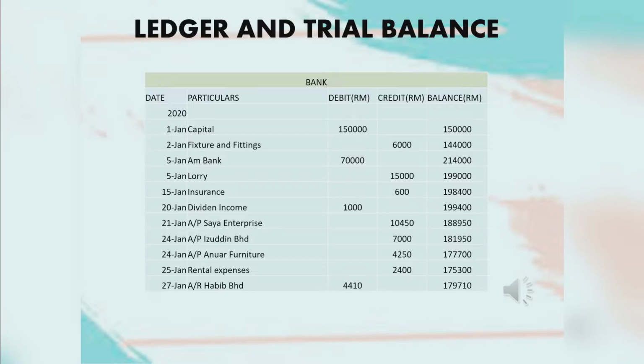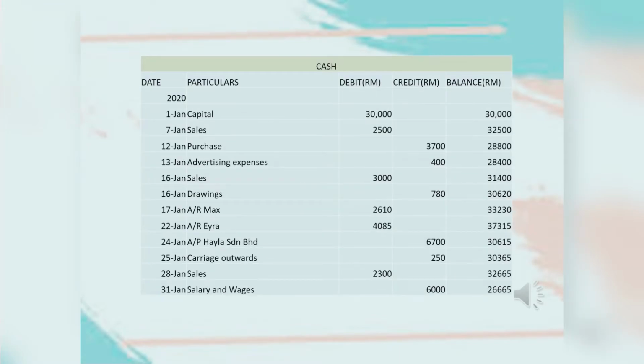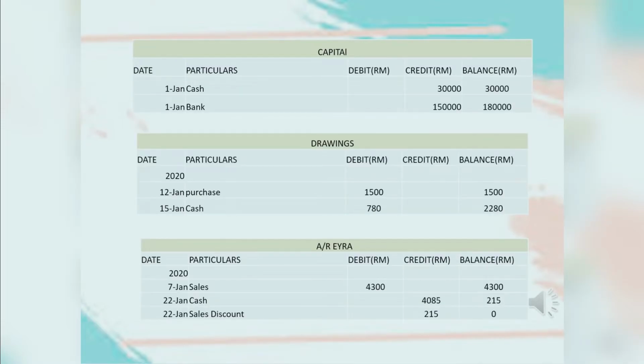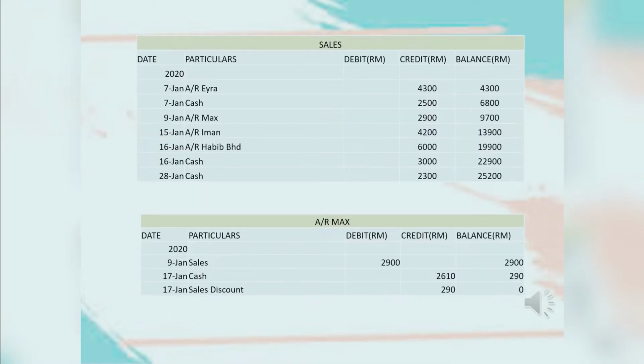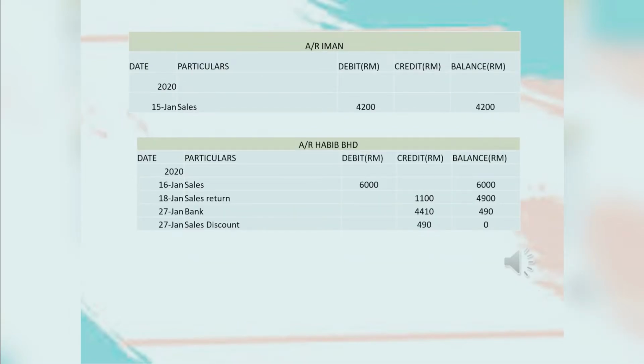Bank account belongs to debit. Cash account belongs to debit. Capital belongs to credit. Drawings belong to debit. Account receivable Era belongs to debit. Sales account belongs to credit. Account receivable Max belongs to debit. Account receivable Iman belongs to debit. Account receivable Habib Berhad belongs to debit.